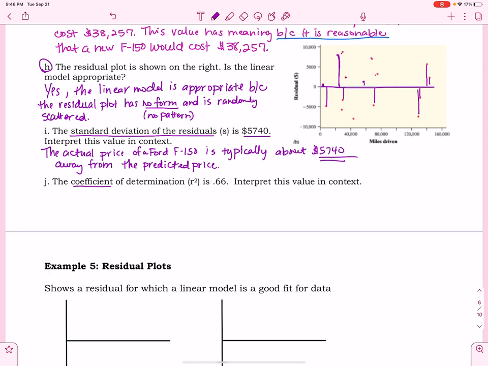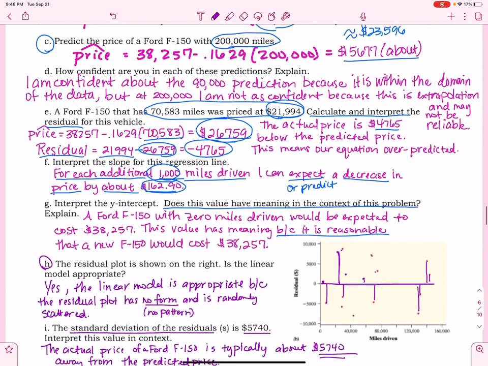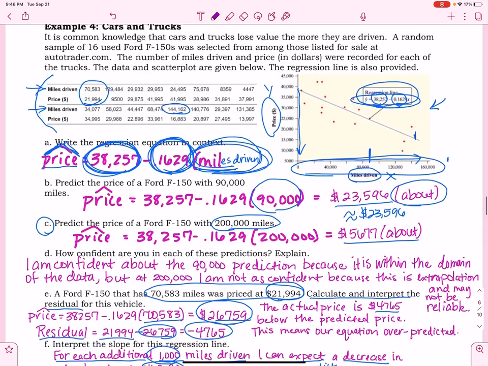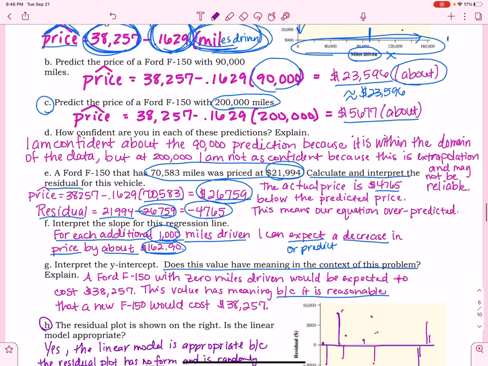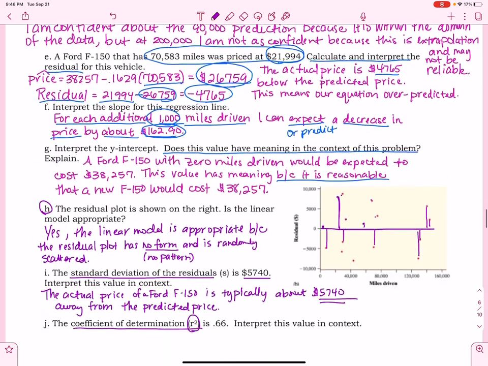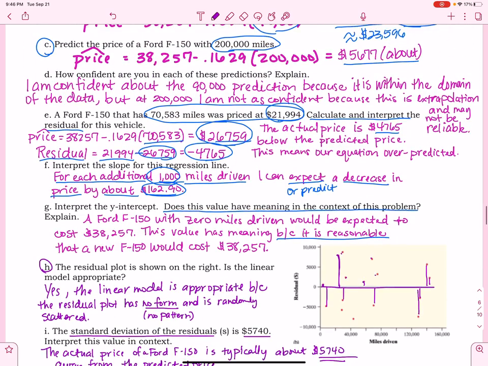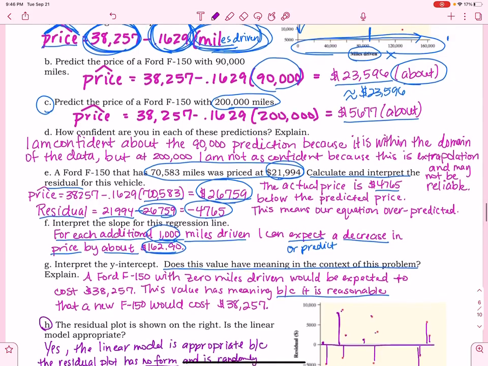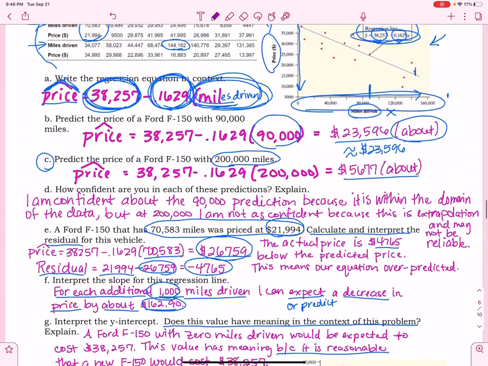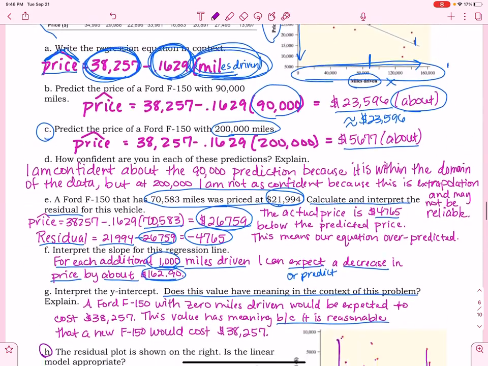Okay, so now we're going to talk about the coefficient of determination. The coefficient of determination is r squared, and that is the same r I'm talking about for correlation. So further up here in the problem, you were given the correlation, if I can find it. Oh, maybe I didn't give you this in this problem.